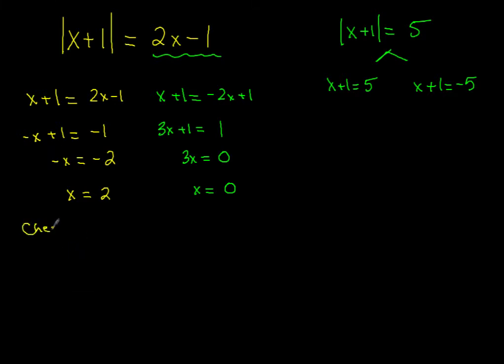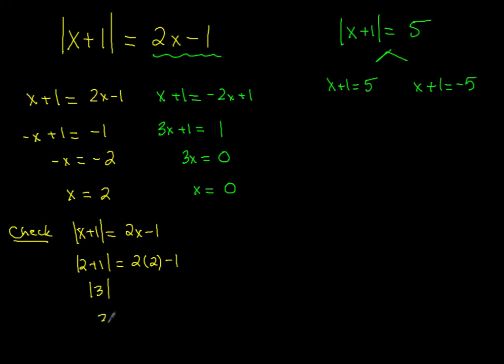So I'm going to check the first one, x equals 2. What I'm going to do is substitute 2 in anywhere there's an x into my original equation. When I do that, I'm going to have the absolute value of 2 plus 1, which is 3, the absolute value of 3, which is just 3. So the left-hand side works out to be just 3.